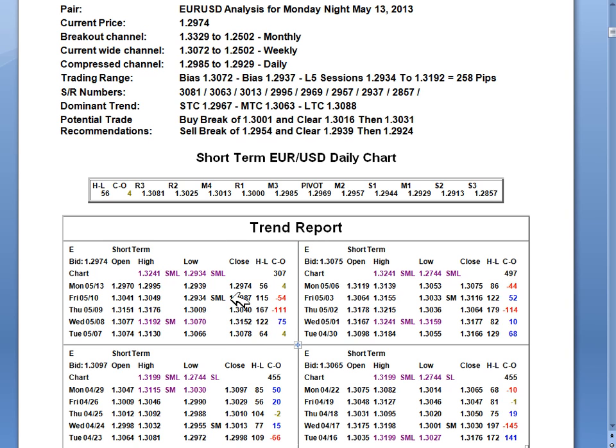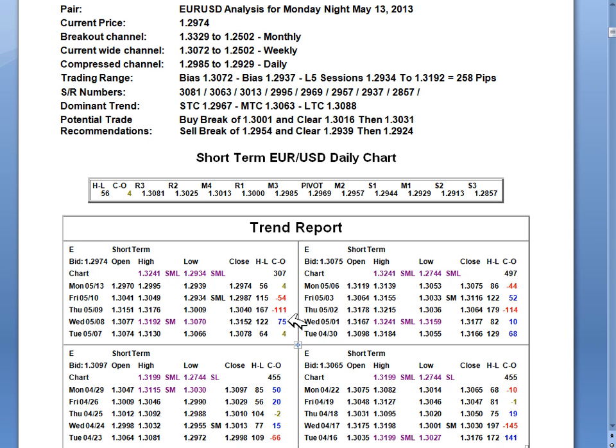The trend report covers the last 5 sessions, and we go back for the last 20 sessions, or almost 1 month. And you'll have the open, the high, the low, the close, the overall pips for that session, which was 56, and it closed +4.